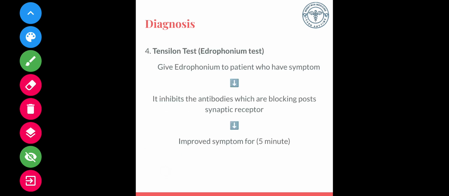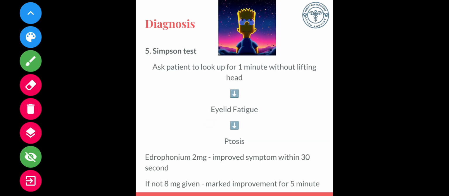And diagnosis also can be done by the Tensilon test, also called the edrophonium test. Here you give the edrophonium to the patient who has the symptoms. It will inhibit the antibodies which are blocking the postsynaptic receptor. So this edrophonium will block the antibodies from connecting to the synaptic receptor, and the symptoms improve. All the symptoms will reduce within 5 minutes. That can confirm that the patient is having myasthenia gravis. That is the Tensilon test.